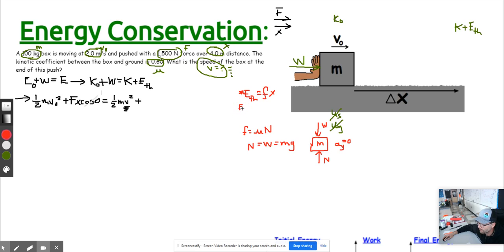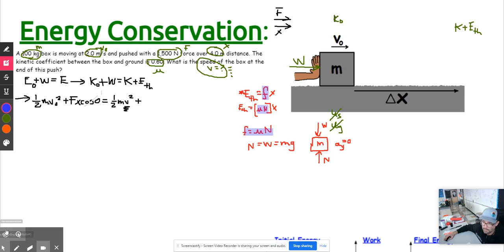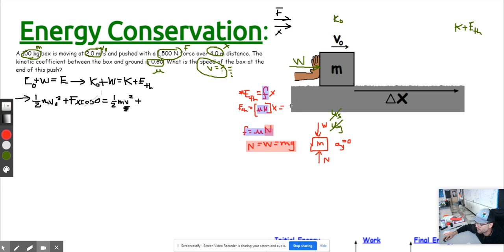E thermal is just going to be equal to my friction, which is mu n, times my distance. Okay, and then my normal force is just going to be equal to mg. So I can write that in. I can rewrite this one more time: mu, and my normal force is going to be equal to mg, and I still have my distance x.